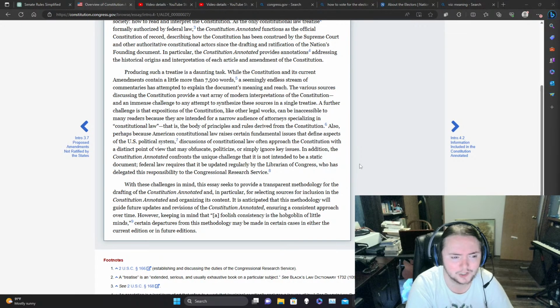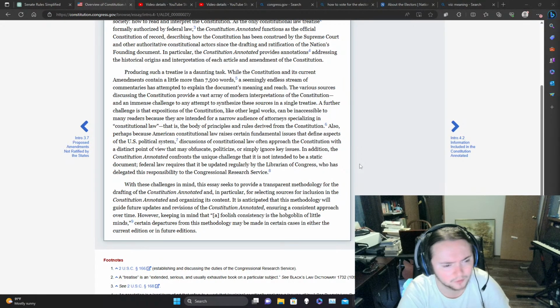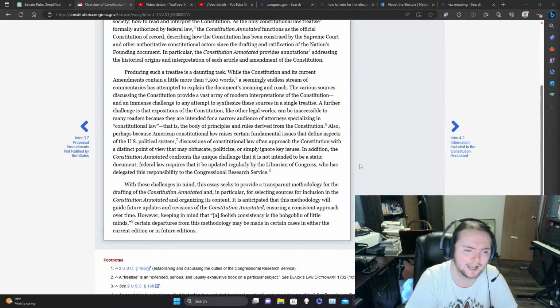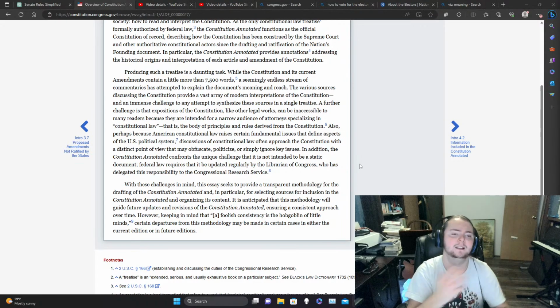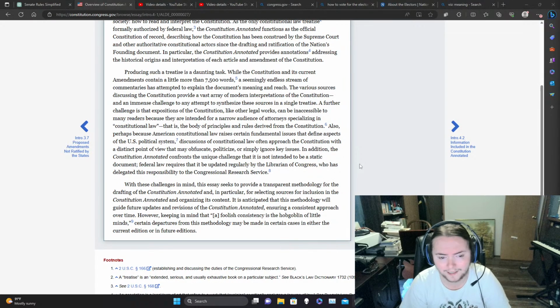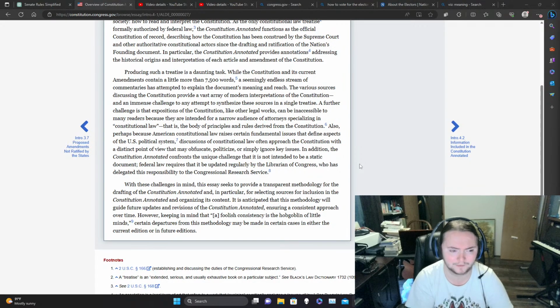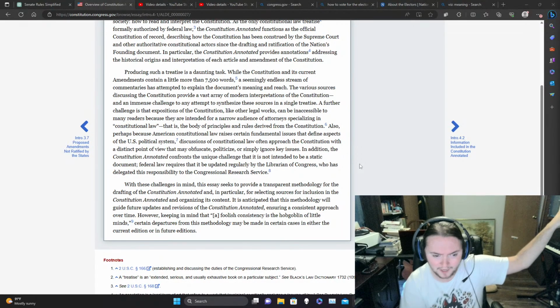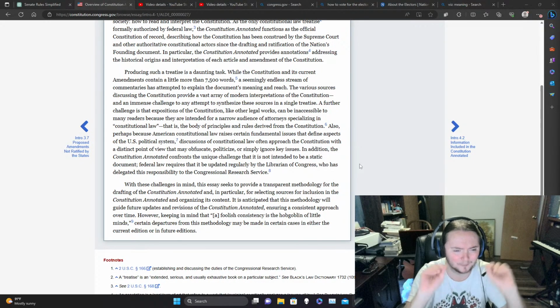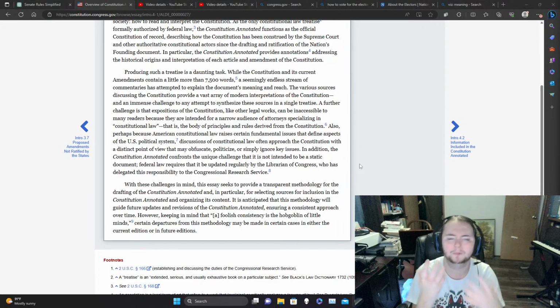A further challenge is that the expositions of the Constitution, like other legal works, can be inaccessible to many readers because they are intended for a narrow audience of attorneys specializing in constitutional law, that is, a body of principles and rules derived from the Constitution. Also, perhaps because American constitutional law raises certain fundamental issues that define aspects of the U.S. political system, discussions of constitutional law often approach the Constitution with a distinct point of view that may obfuscate, politicize, or simply ignore key issues.